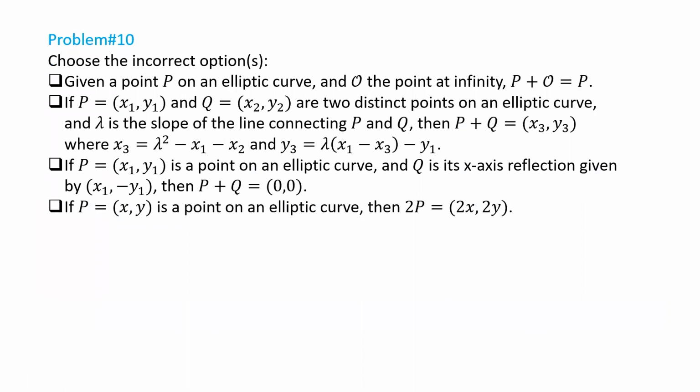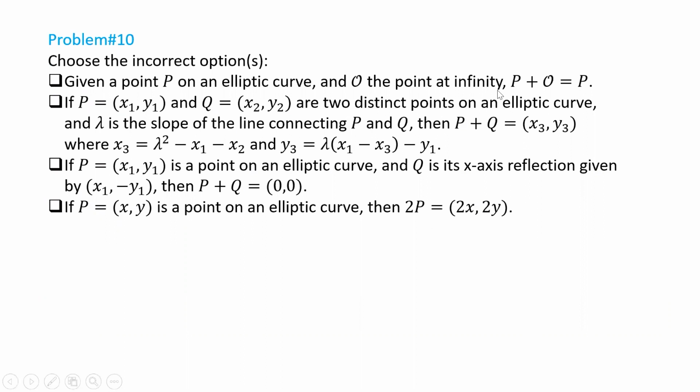Proceeding to the next question. Choose the incorrect options. Given a point P on an elliptic curve and O the point at infinity, P plus O is equal to P. So this is correct actually.